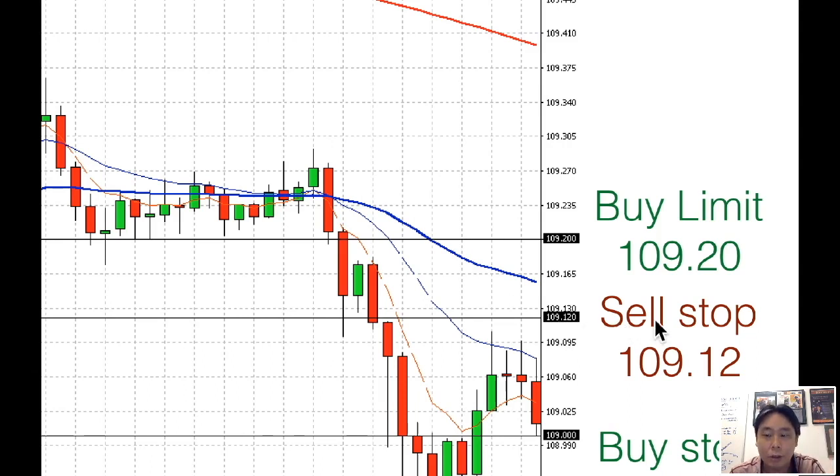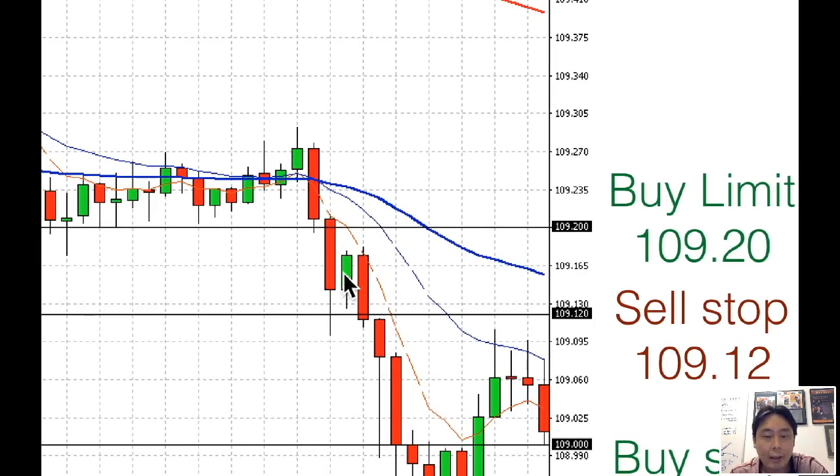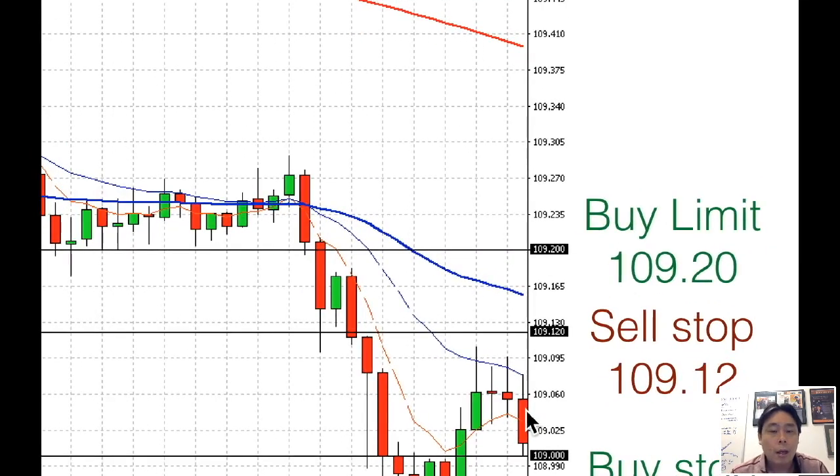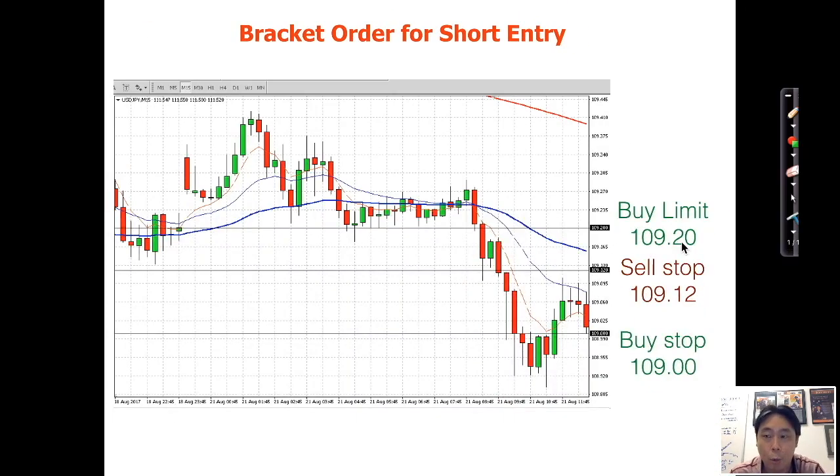So that's my sell stop, 109.12, which means if the next candle goes below the low of this candle to 109.12, it would stop and convert to a market order and sell and bring me down, okay? Or take me into the short trade. And I'll place my stop loss above the high of this candle, somewhere over here, at 109.20, which is 8 pips away.